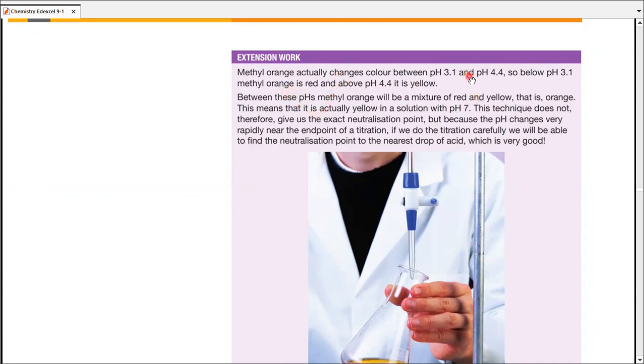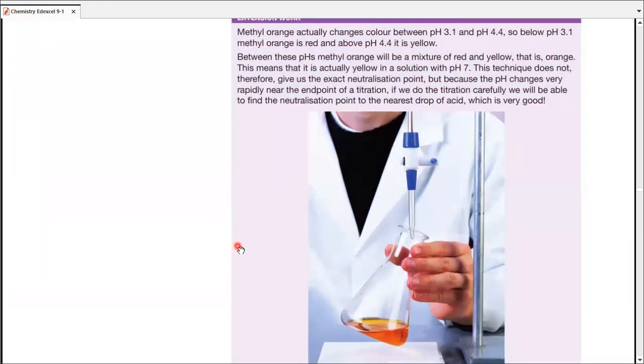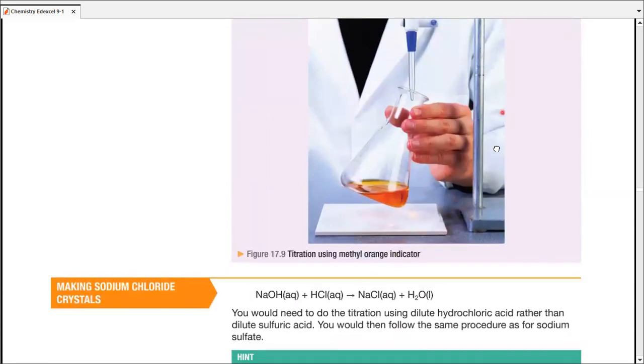A little bit of extension work. Methyl orange actually changes color between these pHs, and below these pHs, methyl orange is red because it's acidic. Above, it's yellow, because methyl orange really changes color not exactly at neutral, but in between these points. Between these pHs, methyl orange will be a mixture of red and yellow. That is orange, which means it's actually yellow with solution of pH 7. This technique does not therefore give us the exact neutralization point because the pH really rapidly changes at the end point of the titration. Even a single drop can bring a huge pH difference.